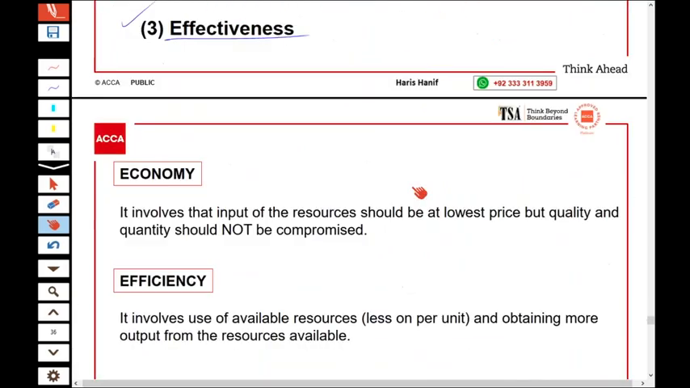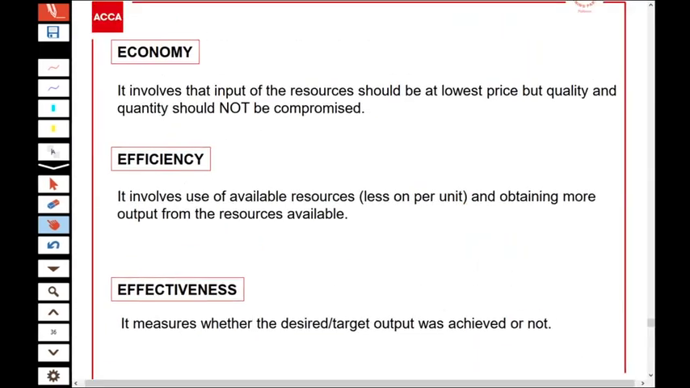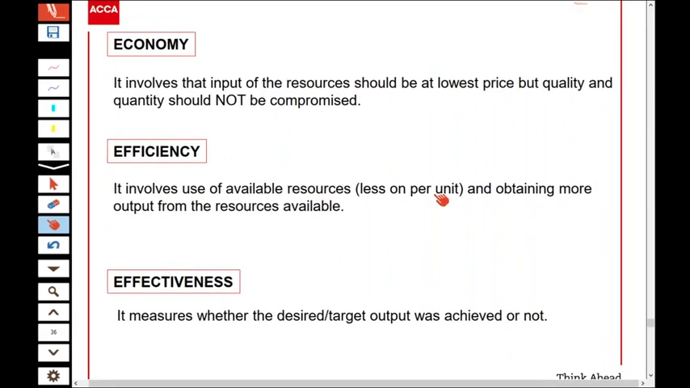Now, there are three parameters: economy, efficiency, and effectiveness. What do you mean by the term economy? Economy involves the input of the resources. Input means purchasing of the resources that should be at the lowest price, but quality and quantity should not be compromised.